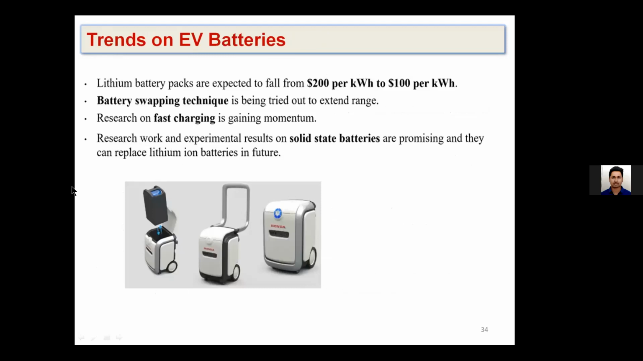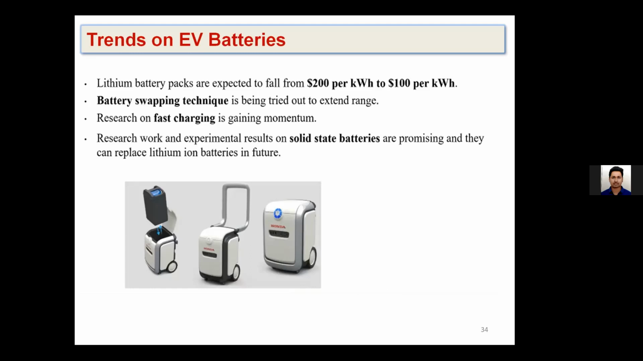Trends in EV batteries: battery swapping technique. This is one of the techniques the researchers are thinking about to extend the range. One of the major drawbacks many people are concerned about is the range. Suppose a battery with 100% charge can go up to some 200 kilometers. That is the range given by the company. So let us assume 200 means at least 170 or 180. Beyond that, if there is no charging station within your limits, that will be a problem.